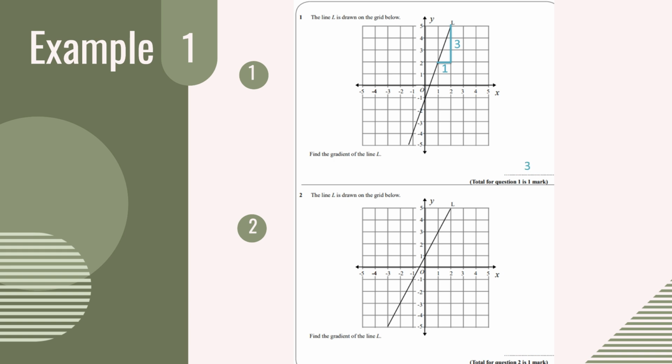Now in our second question, the line L is drawn on the grid below. We also have to find the gradient of this line L. I've picked the point at the very top, so I've used 5, all the way down we go to 2, and we go from 2 all the way across to 0. So we've gone 4 down, and we've gone 2 across. So we do 4 over 2, which gets us to 2.